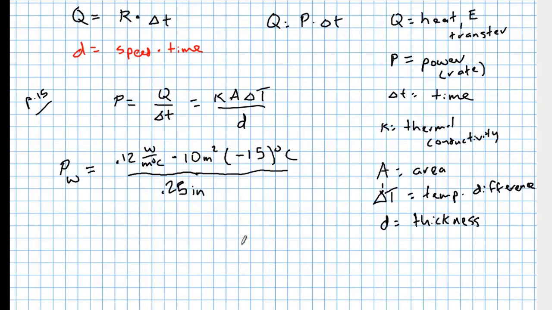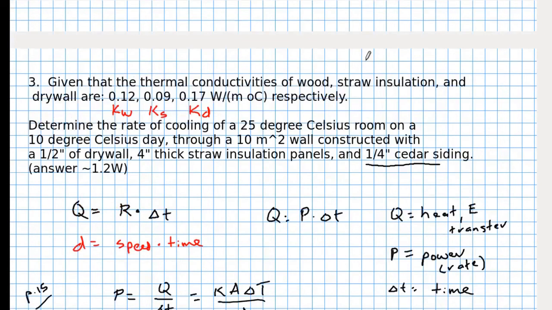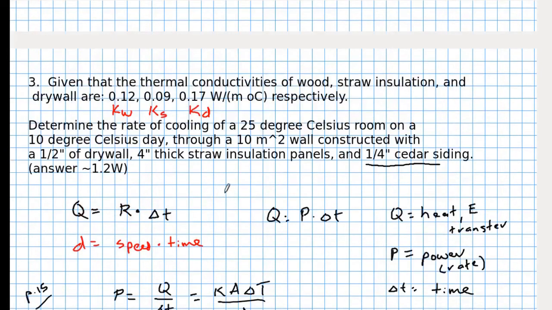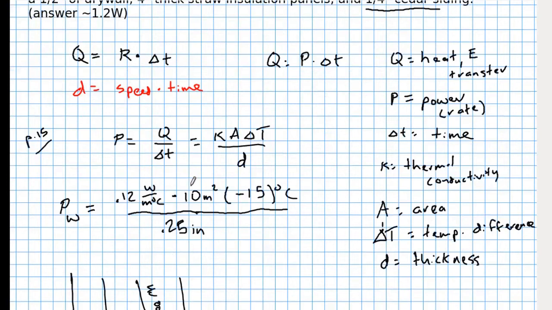So just to draw this a little better, we've got several layers of material in here. We've got the wood on the outside. That's the cedar siding. Goodness, it's hard to write sideways. And then we've got the insulation panels. That's the straw. Let me not write sideways this time. In the middle, and then we've got drywall on the inside.